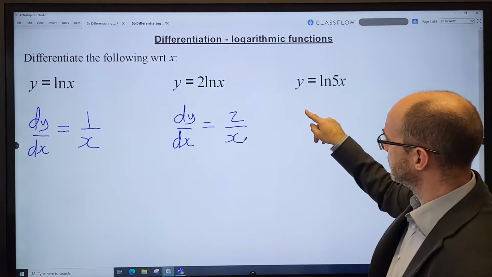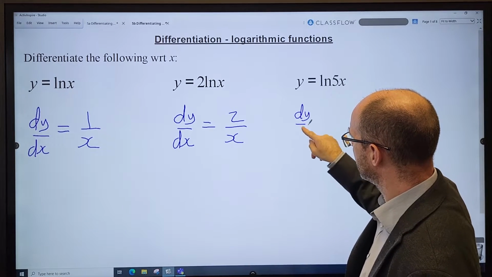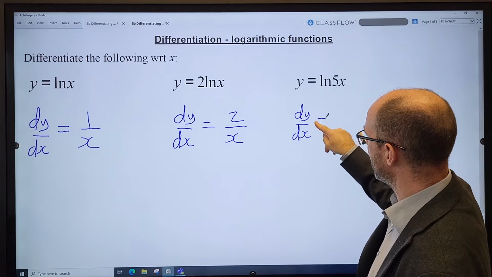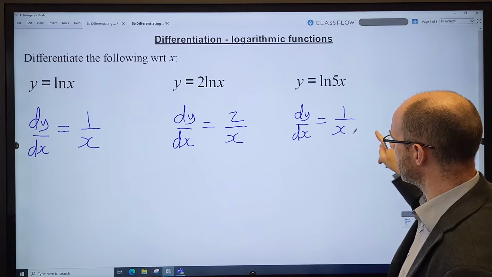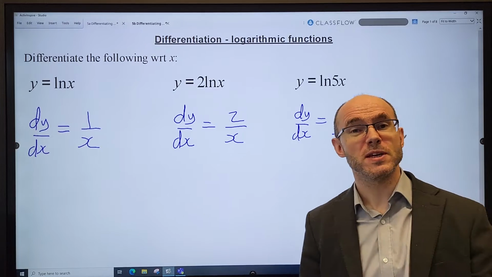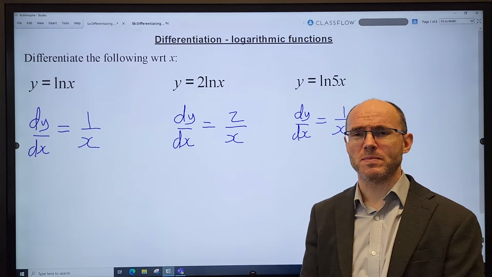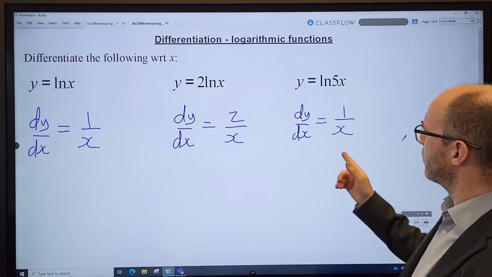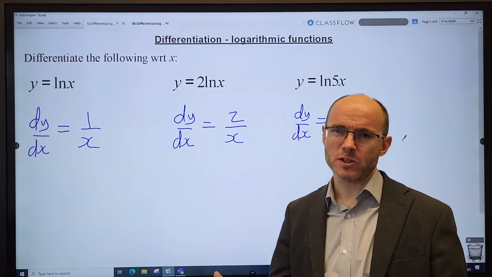This one here, this one always catches people out. What do you reckon it is? Well, the answer is actually just 1 over x. Maybe pause the video, take a moment to think about that if you thought it was something different. Why is it 1 over x? I can give you 2 reasons.